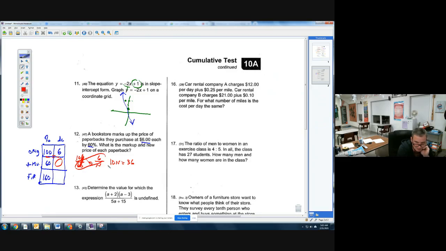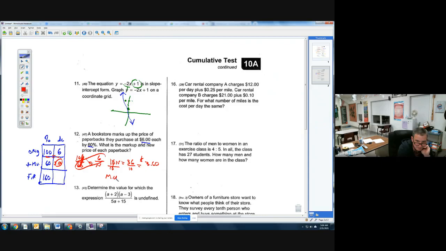Now I kept it like that because it's easy to divide by 10. I divide by 10. Divide by 10, and I'm going to use decimals here. 36 divided by 10 is 3.6, which we were talking money. So 3.6 is $3.60. That is my markup. That is how much the markup is.